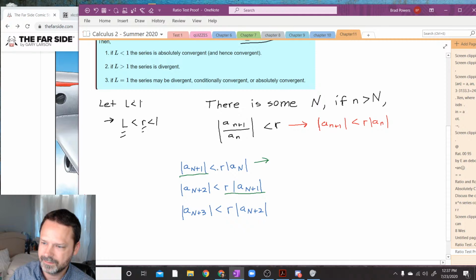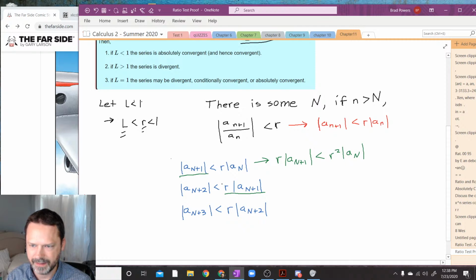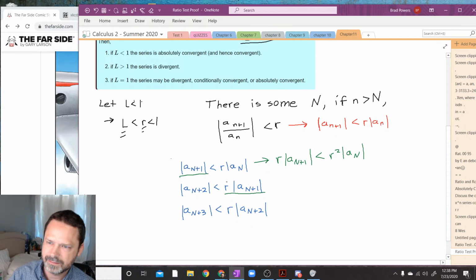Anyway, we know that we could multiply both sides by r. We would get r times the absolute value of a sub capital N plus 1 is less than r squared times the absolute value of a sub capital N. Right there, just multiplying both sides by r. Why not? r is positive or 0. And we know it's not going to be 0. Is it? The limit could be 0? Well, if it's 0, I guess it wouldn't matter. So we're good, right?